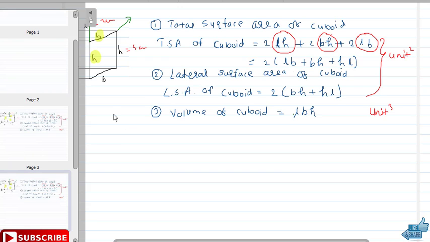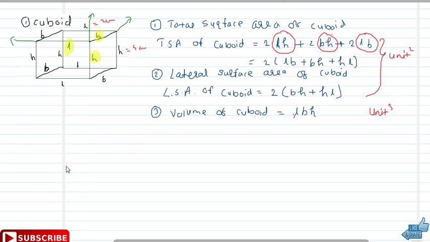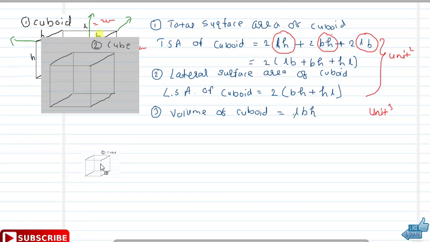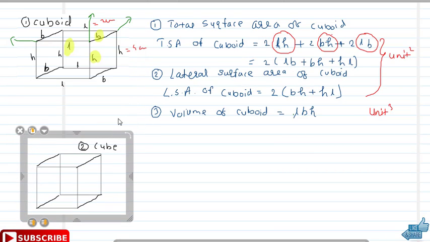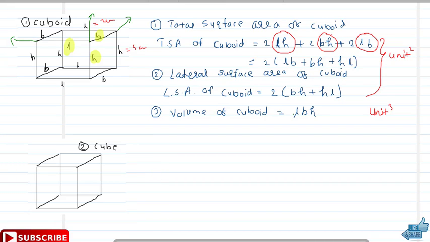Okay, I just take this cube here. Now see the cube. For cube, again there are 3 formulas. One is total surface area. So I am not writing total again and again, I just use TSA for the total surface area. So the first one is TSA, total surface area of cube.